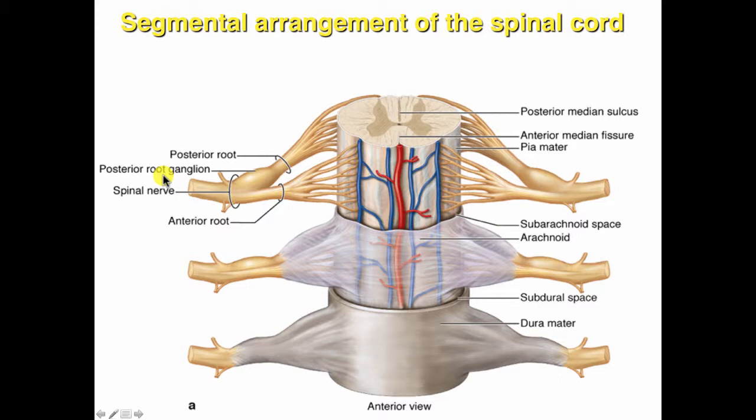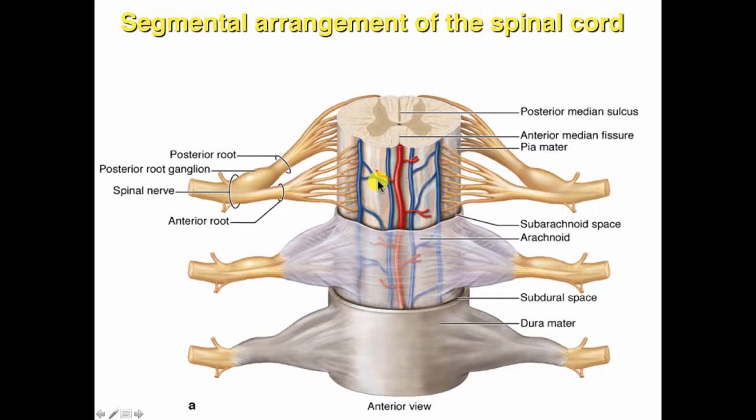The spinal cord consists of a number of segments, and each segment has a pair of spinal nerves, here and here, carrying nerves to and from the periphery. These spinal nerves are mixed nerves, that is, they contain both afferent and efferent nerve fibers.